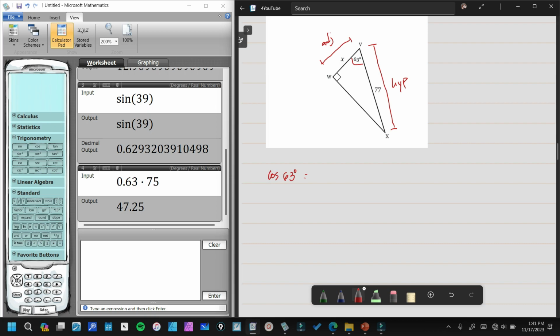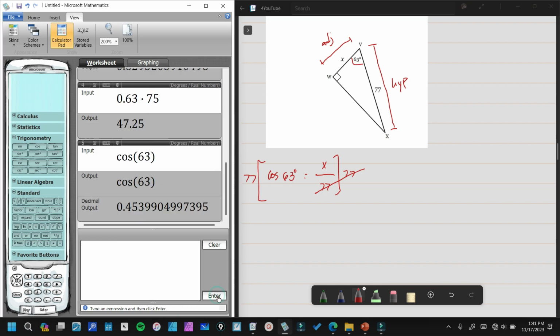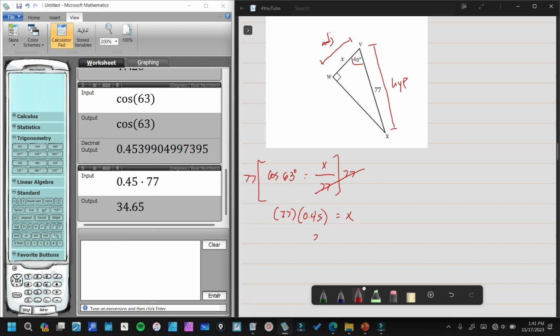So cosine 63 degrees equals the adjacent side, which is x, over the hypotenuse, which is 77. So I will multiply both sides by 77. Let's compute that. Cosine 63 degrees equals 0.45. So 0.45 times 77 is 34.7.